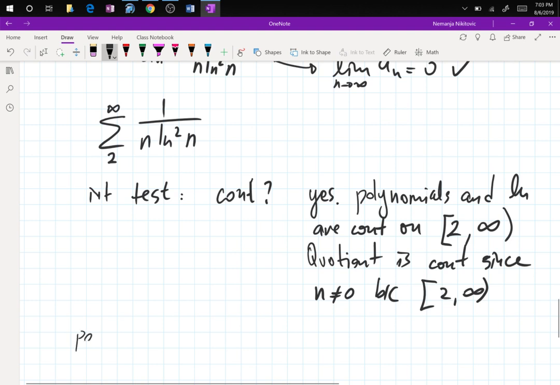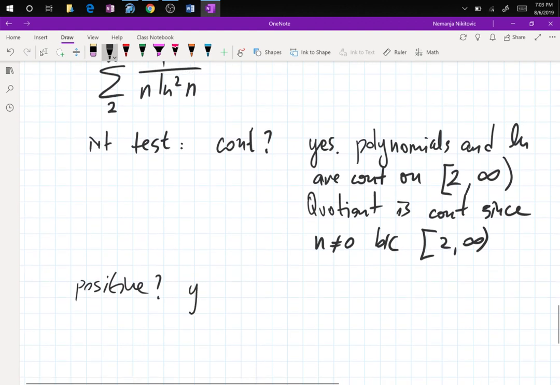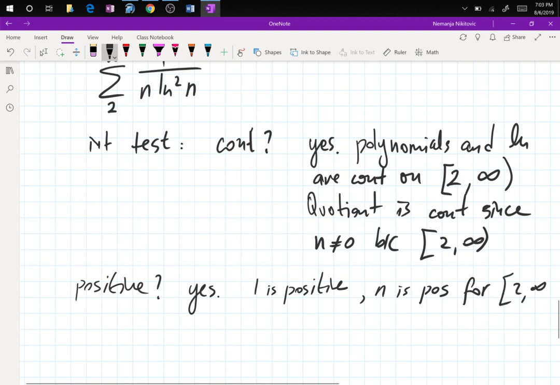Is it positive? The answer is yes, again, because 1 is positive, n is positive for n being 2 to infinity, and ln n is squared, which is always positive. So when we combine all these positive numbers with multiplication, division, and so on, we get positive.